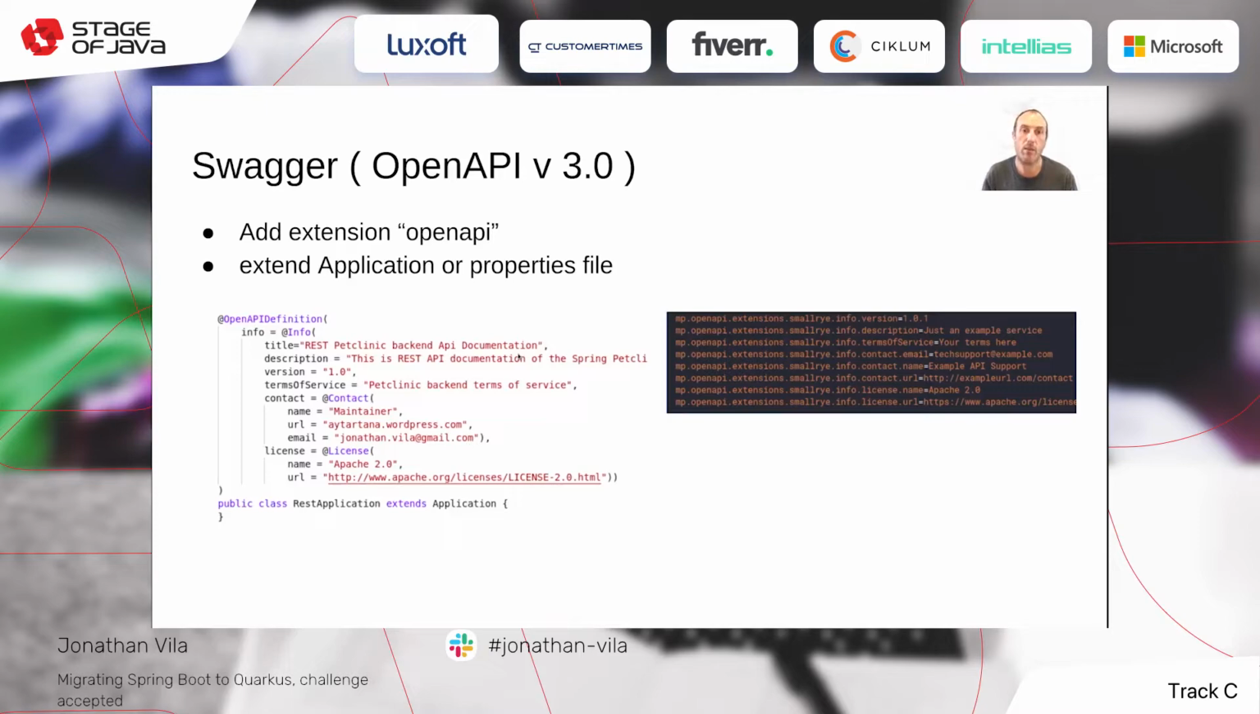Regarding Swagger, by adding the OpenAPI extension, you will have all the information already in the endpoint. And if you want to add more declarative information about your OpenAPI, then you can add an OpenAPI definition annotation with this information, or you can use these properties in the properties file. That is very easy, and you will have exactly the same.